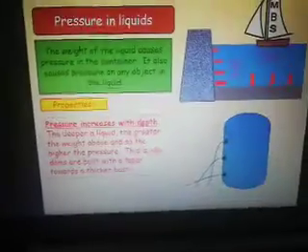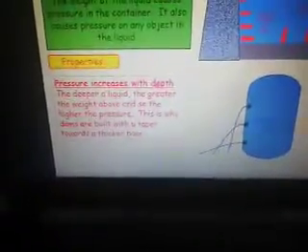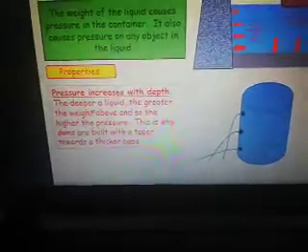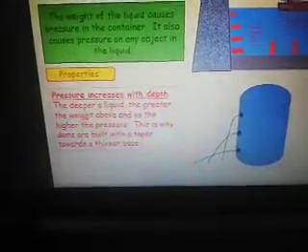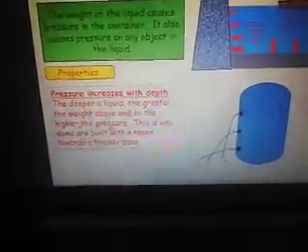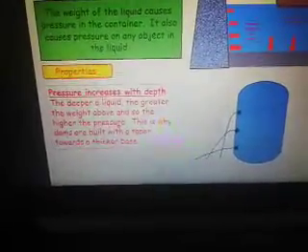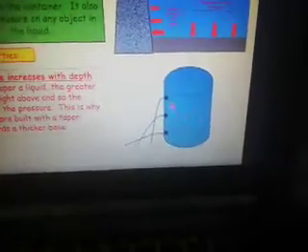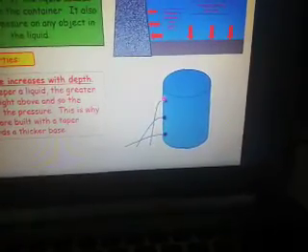Let's move on. Pressure increases with depth, as I mentioned earlier. The deeper the liquid, the greater the weight above, and so the higher the pressure. As you can see here, this is the container. Let's say you make 3 holes: 1, 2, 3.